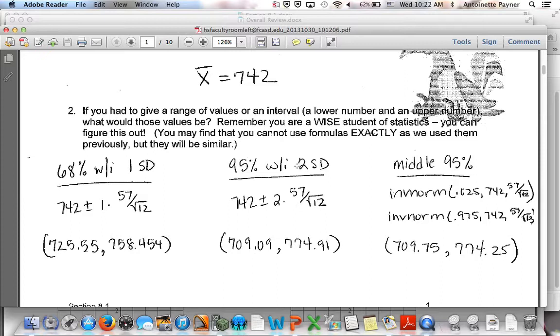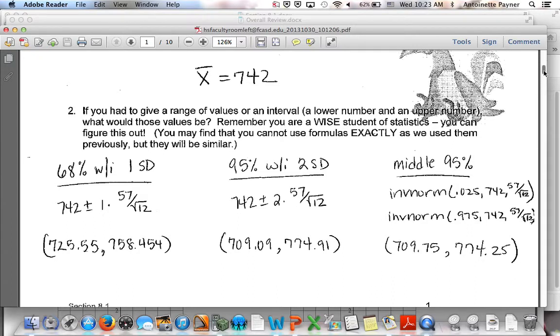Or you could have said 95% are within 2, and maybe you would have changed that 1 to a 2 and gotten this interval. Or maybe some of you would have approached it differently and said, okay, if I want to find the middle 95%, if I have 95% in the middle of my bell curve, I have 0.025 in each tail. So if I did inverse norm at 0.025, the mean, the standard deviation, or inverse norm at 0.975, the mean and the standard deviation, this would be my interval.